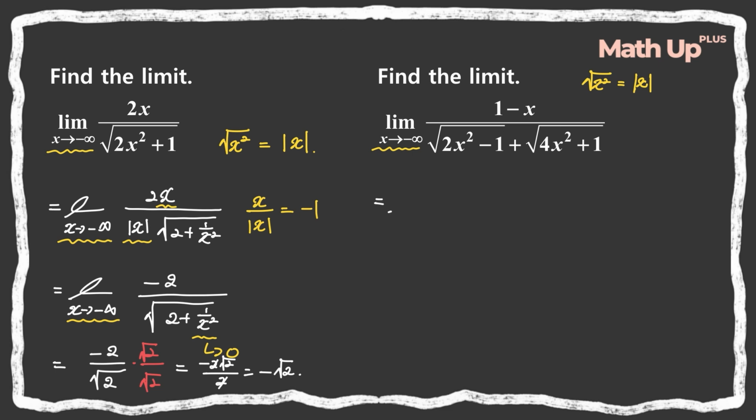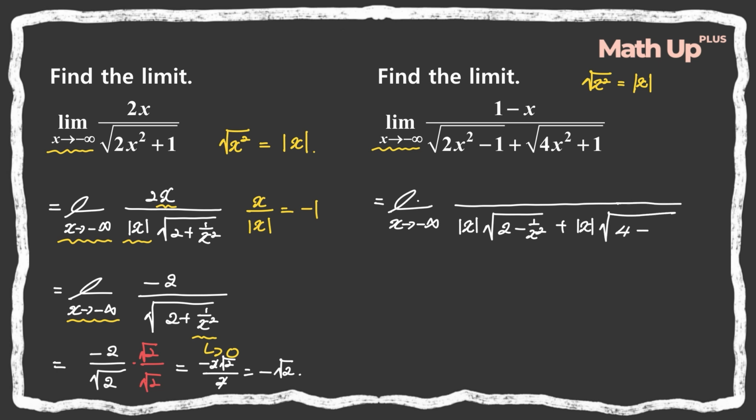So this is equal to the limit as x approaches negative infinity of square root of x squared times root 2 minus 1 over x squared, plus square root of x squared times root 4 plus 1 over x squared. Since this is x to the power of 1, we can factor out x in our numerator, right? So 1 over x minus 1. Now let's simplify this limit.